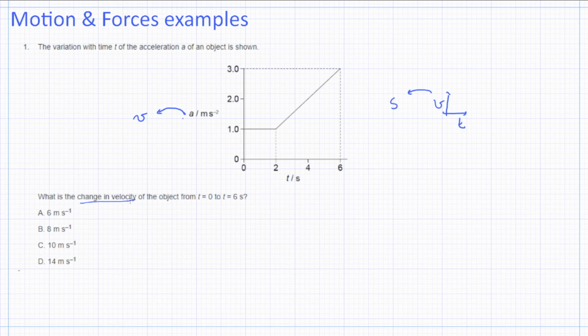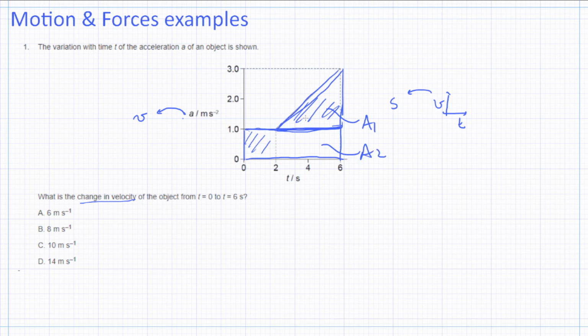Anyway, so what is the change in velocity? So all we have to do is calculate each of those areas. So what usually we do, what's easiest, is just to split this into smaller known areas, which are easy to calculate. So what I would do, I would split this into those two shapes, and I would calculate the area of each one of them. So let's call this A1 and A2.